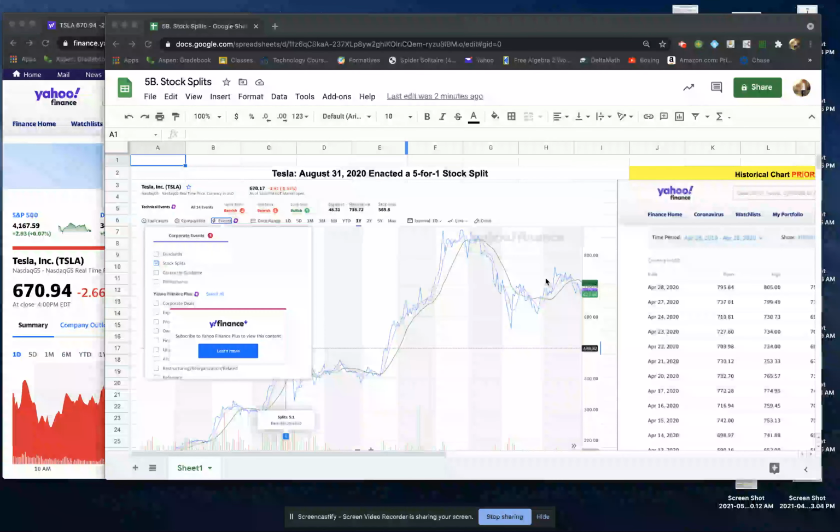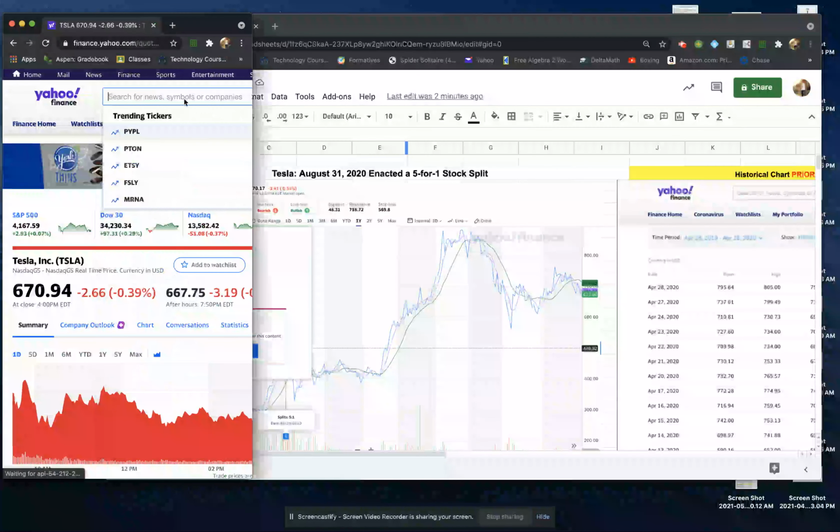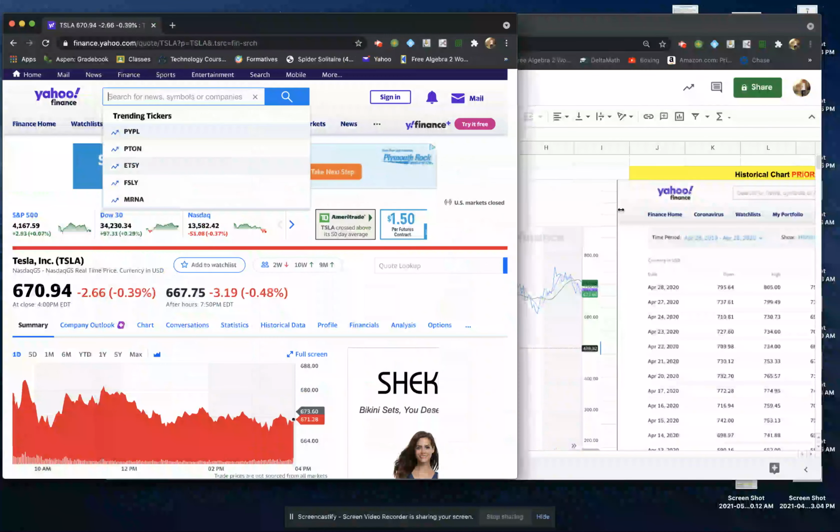Today, we're going to look at stock splits with Google Sheets. And first, what I'm going to draw your attention to is Tesla. On August 31st, 2020, Tesla enacted a 5-for-1 stock split. And what I had done here was I took pictures from Yahoo Finance. So if you go to Yahoo Finance, let me make this bigger for you.